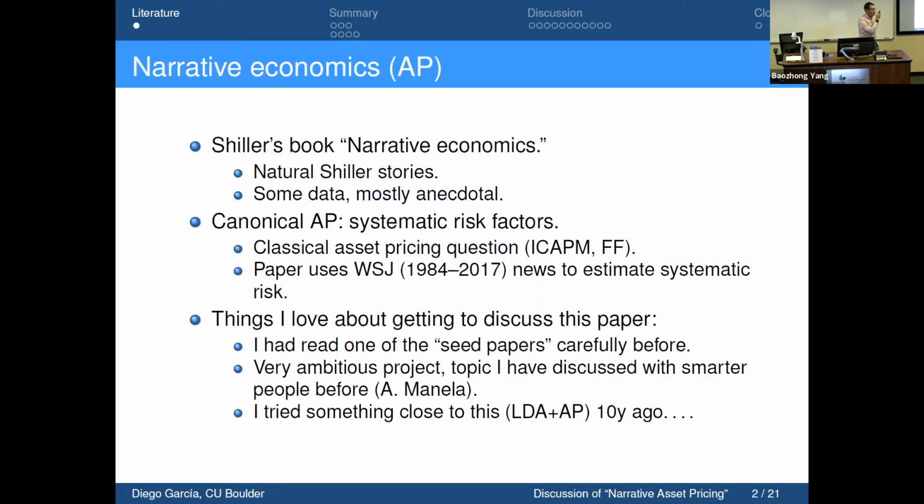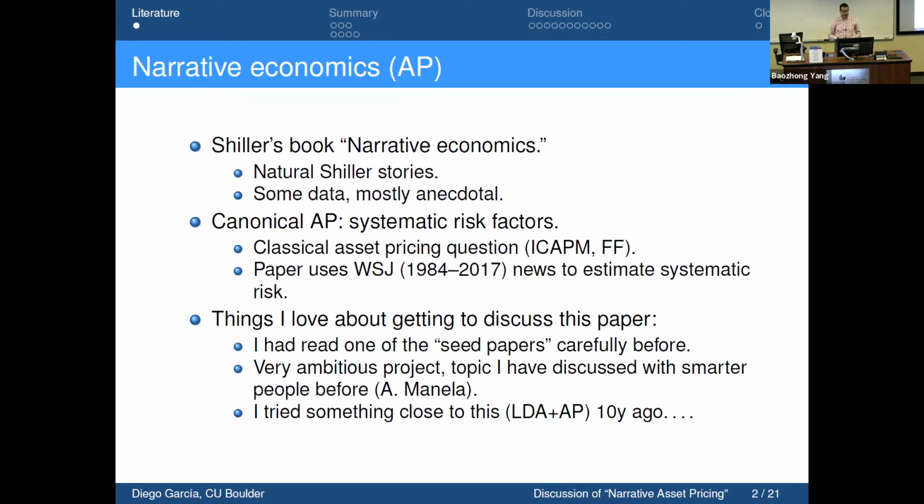All right, so this paper is about this narrative asset pricing, which comes, I guess, inspired by the Narrative Economics book by Shiller that came out a few years ago. Typical Shiller's stories of behavioral biases and so on. A little bit of data, but mostly anecdotal. This paper is trying to actually push the agenda on using text to understand asset pricing, in particular, understanding where systematic risk factors come from using this Wall Street Journal text. They have the full text from the Wall Street Journal from 84 to 2017, which is a priceless data set.